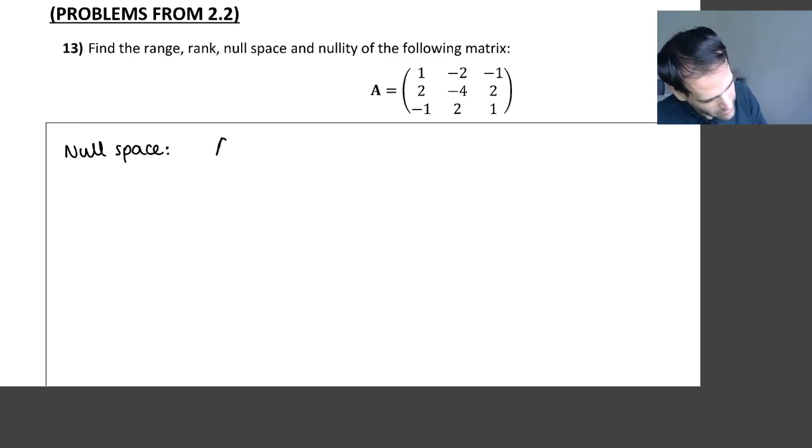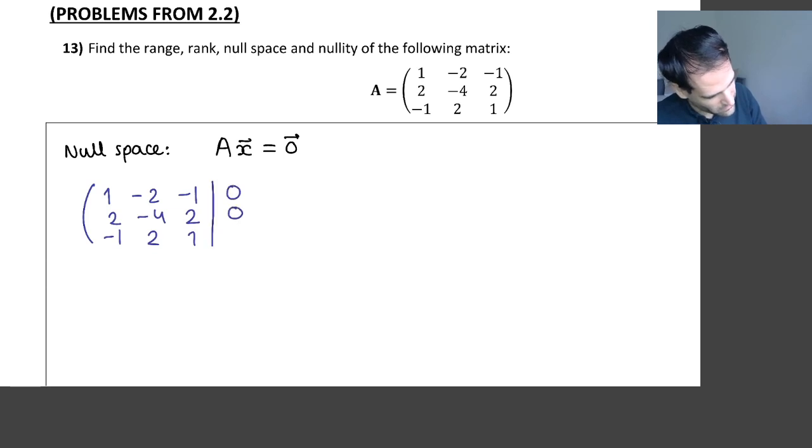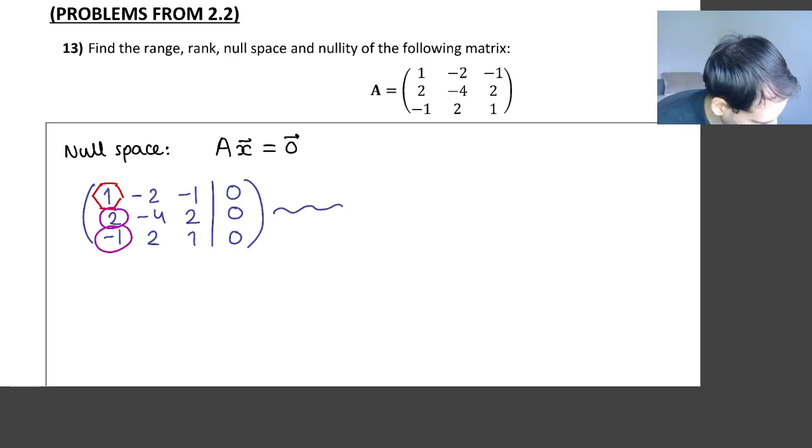And to calculate the null space, we need to solve the system A times x equals 0. Okay, so we write the augmented matrix for this system. And the independent coefficients are all zeros. And we start doing Gaussian elimination. So the first pivot of the first row is this. So this means that these two things have to be 0. So we do Gaussian steps.